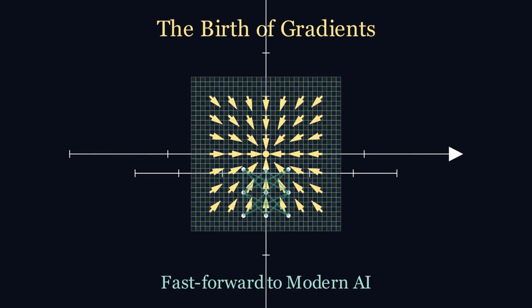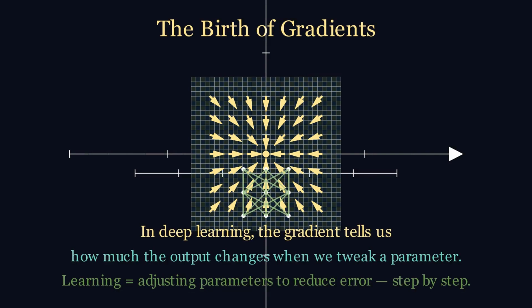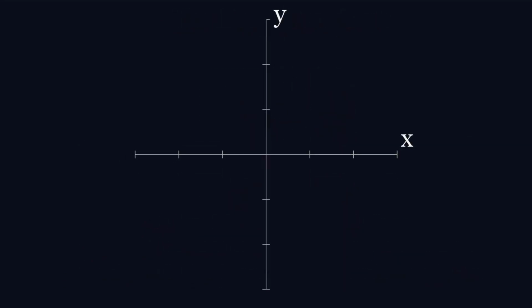Now, let's fast forward to modern AI. We still use the same math but now for learning. Now, in the context of deep learning, the gradient tells our network or model how much our model's output changes when we tweak a certain parameter. And that is everything because learning is just adjusting its parameters to reduce error step by step. Now, let's break down this concept of gradient and what this really is.